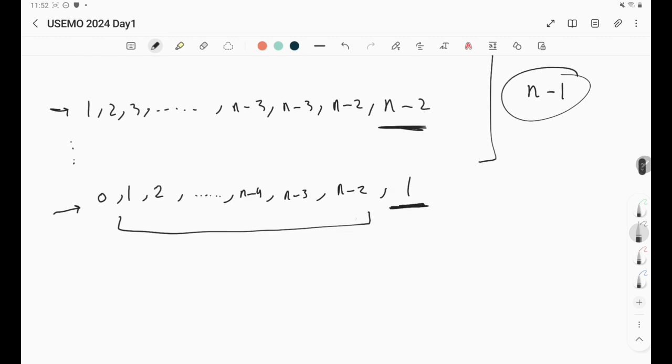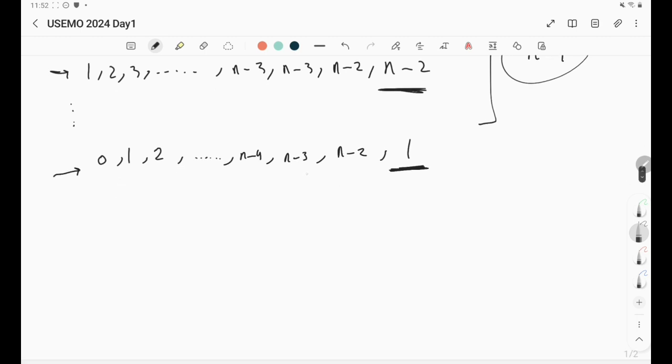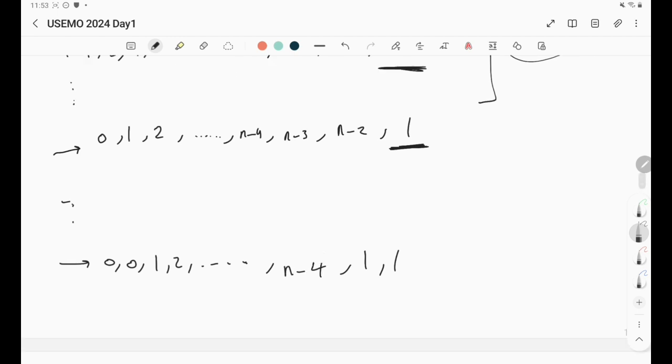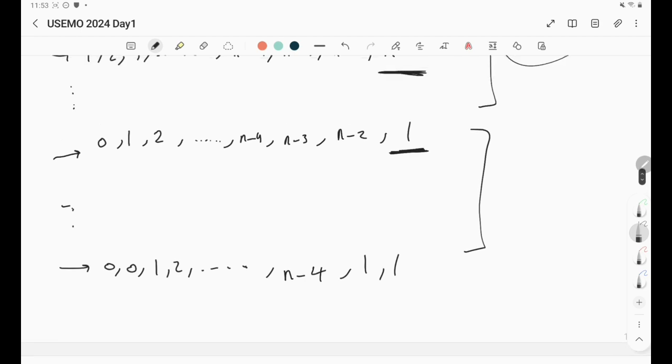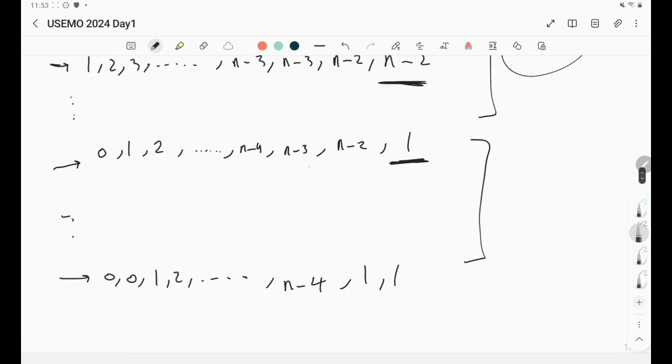Now for n minus 2, we're going to do what exactly? Exactly the same, right? So we'll keep doing this how many times? From here to here, it's n minus 3 times. And eventually it will become 1 as well. So if we keep doing this, it's going to become 0, 0, 1, 2. This thing is going to become 1, 1. This is going to become n minus 4, of course. Okay, so how many times have we done this now? It's actually, as we said, n minus 3.